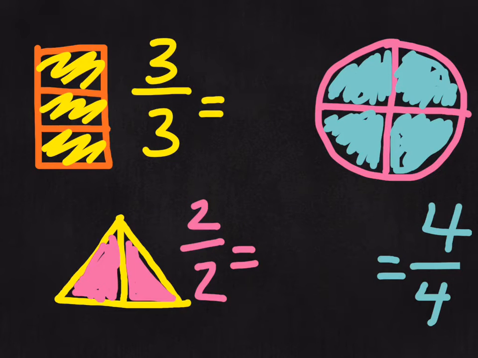Step 2, another simple concept that I think most people know. When you have a fraction and the numerator and denominator are the same, that fraction equals 1. So 3/3, this is going to be one whole rectangle. 2 halves, this is one whole triangle. 4/4 is one whole circle. These are all equal to 1. And if you were to keep going, 5/5, 6/6, 100 hundredths, anytime those numbers are the same, it's equal to 1.